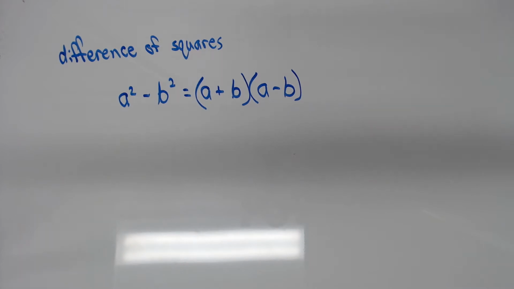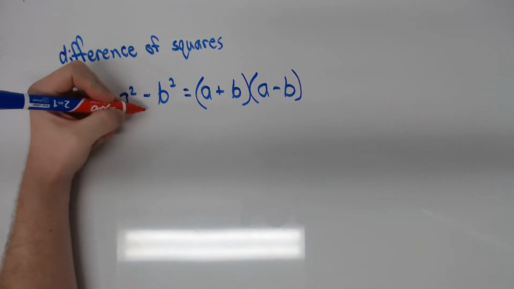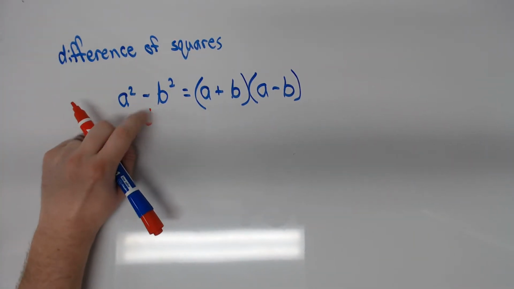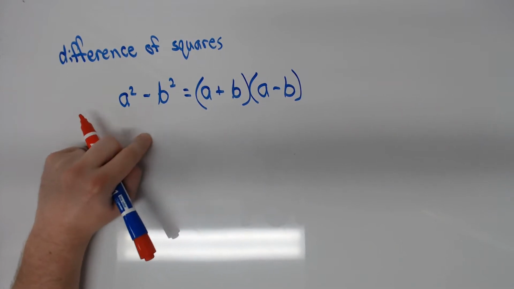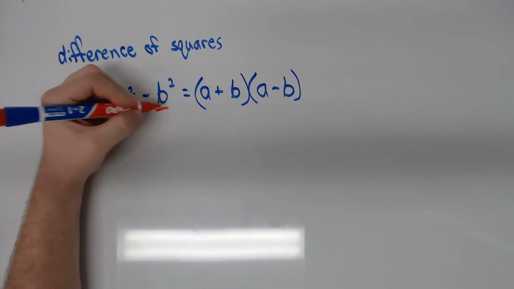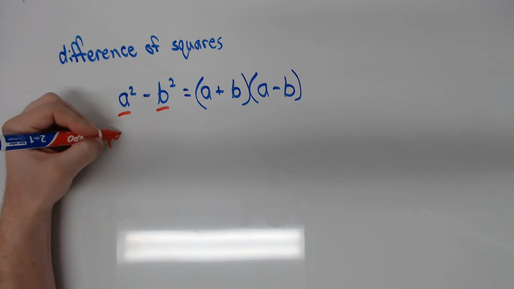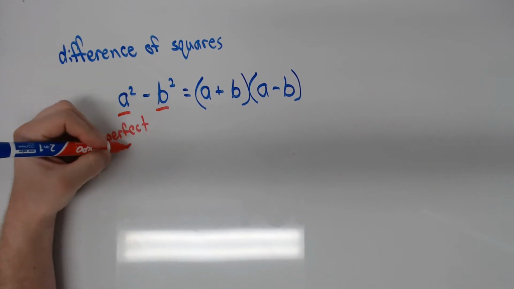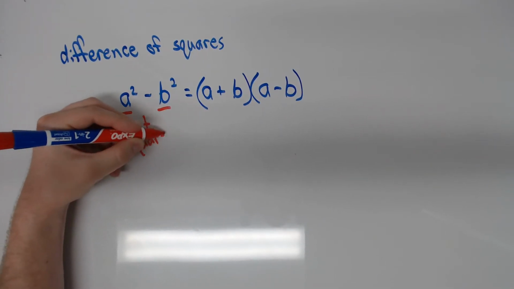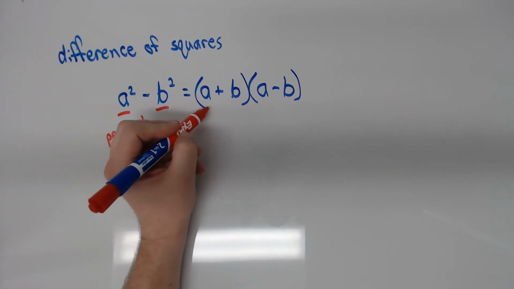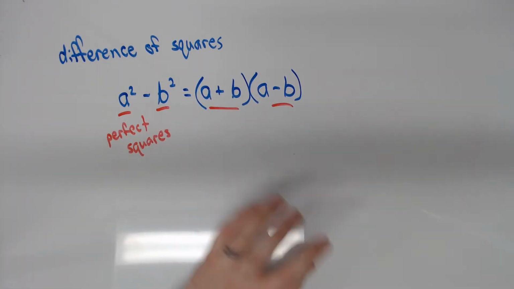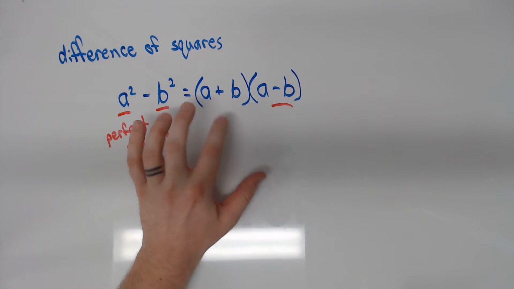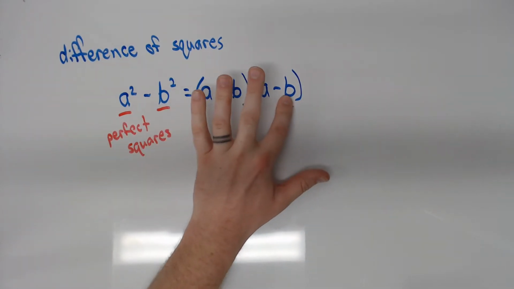First pattern, difference of squares. So what does difference of squares mean? That means difference, subtraction, and then we have two perfect squares. So if you notice over here, it's a squared and b squared, but over here, it's just a and b without exponents. Okay, so these are the square roots of those.